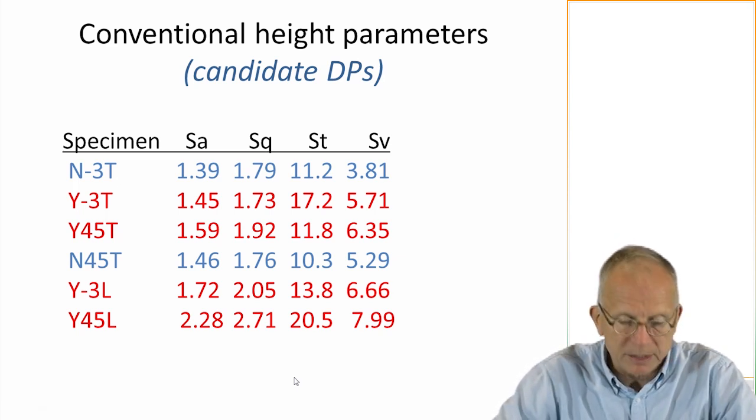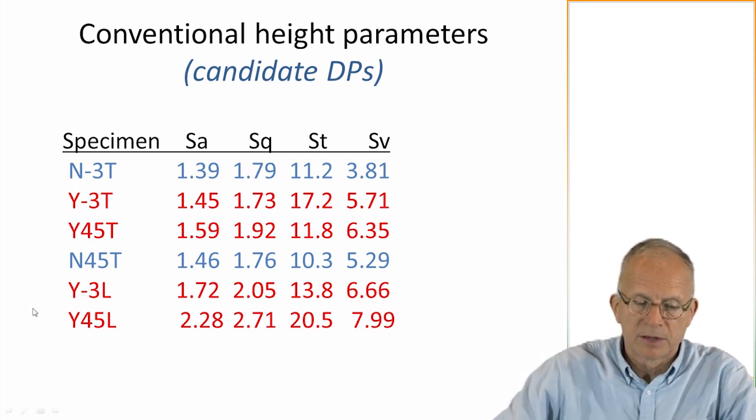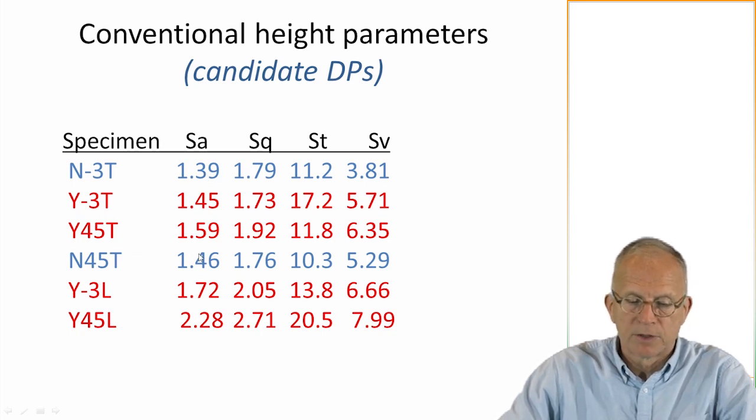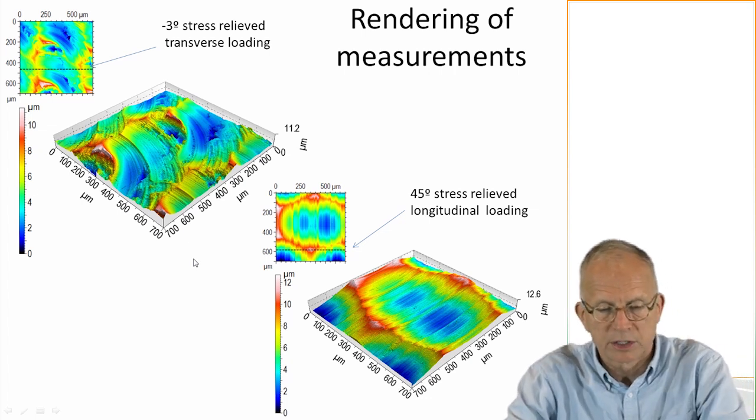So when we try to make the correlation with conventional height parameters, and here are the values for the different conventional height parameters as a function of the specimens, we're not seeing a strong correlation.